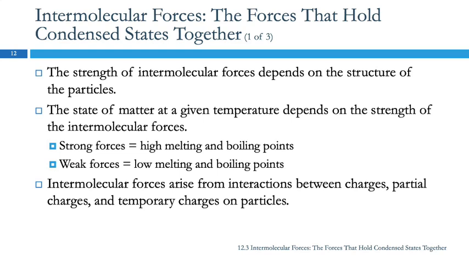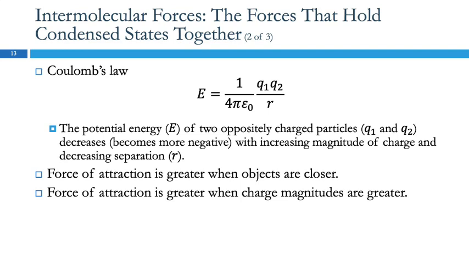So all of these intermolecular forces come from interactions between charges of some type. These could be charges of actual ions. They could be partial charges from polar molecules, dipole moments, or they can even be temporary charges on those particles. And this is all based on Coulomb's law, which we've mentioned before. And again, this part, the 1 over 4 pi epsilon naught, we don't need to even think about that. I wish they hadn't put it on there.